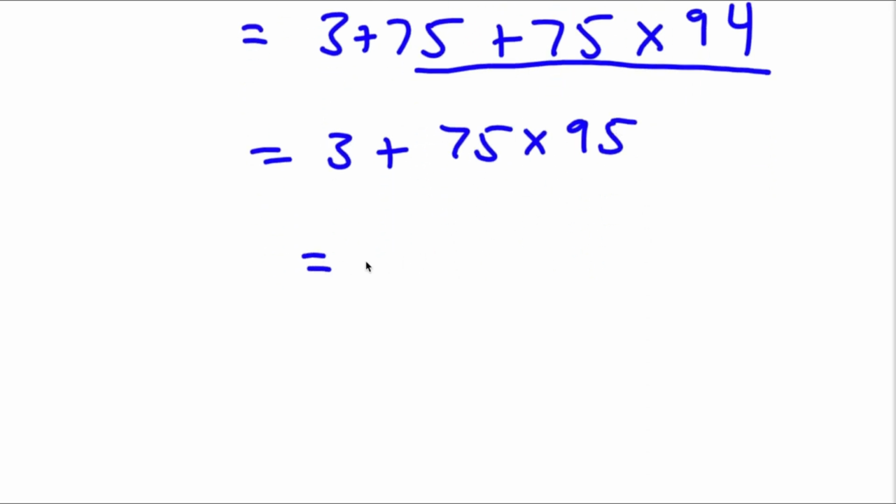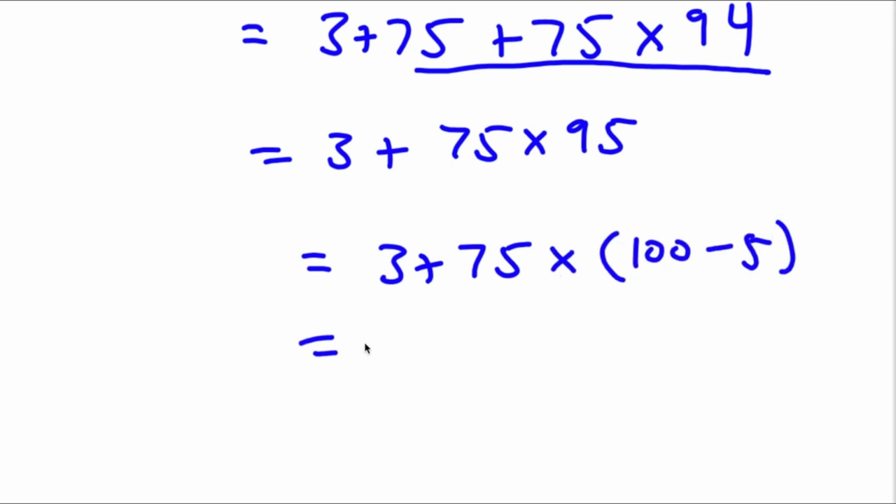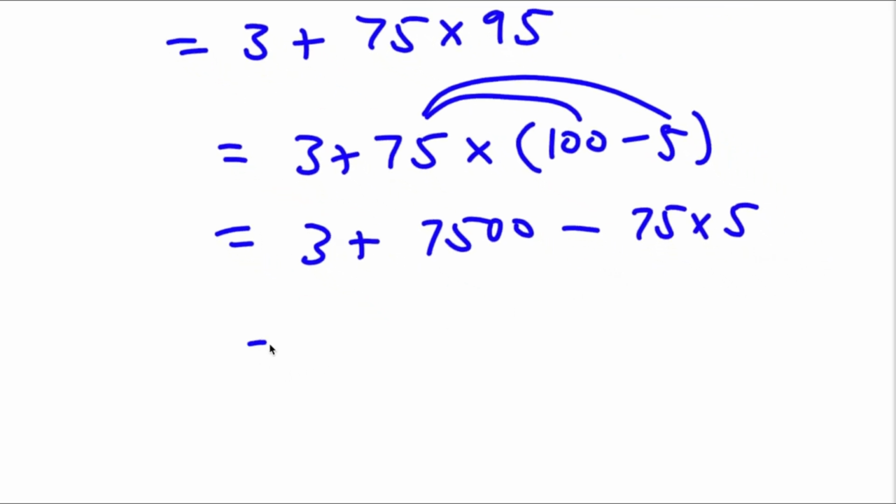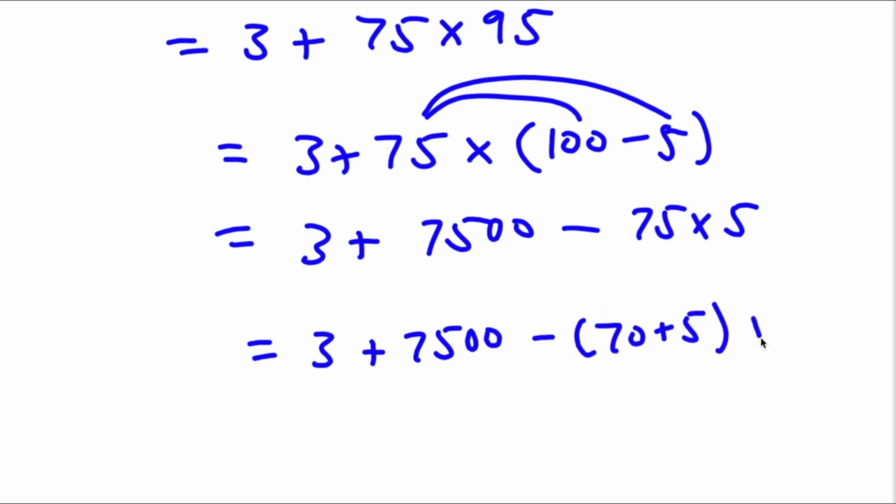And 95 here, this is the same thing as 100 minus 5. So now I have 3 plus 75 times 100 minus 5. Now I can distribute the 75. So now I have 3 plus 7,500, because 75 times 100 is 7,500, minus 75 times 5. Now 75 times 5 is the same thing as 70 plus 5 times 5.